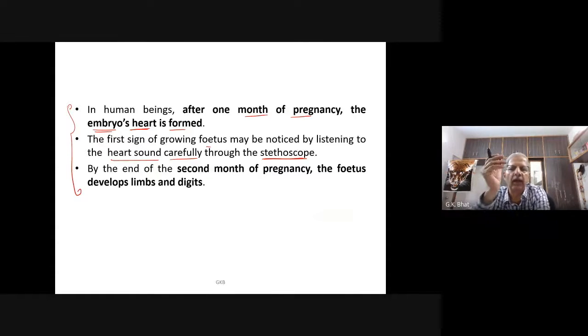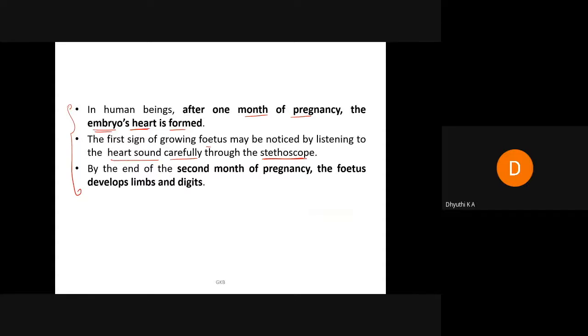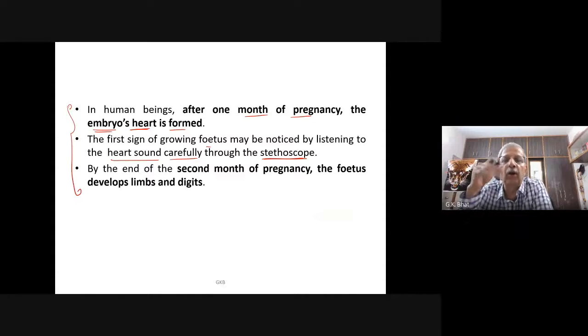So whenever a woman doubts that she has become pregnant, what is the first indication? Do you think it is the heartbeat of the embryo? No. I am asking, what is the indication for a woman to doubt that she has become pregnant? When a woman feels that she might have become pregnant, what is the first sign of that?